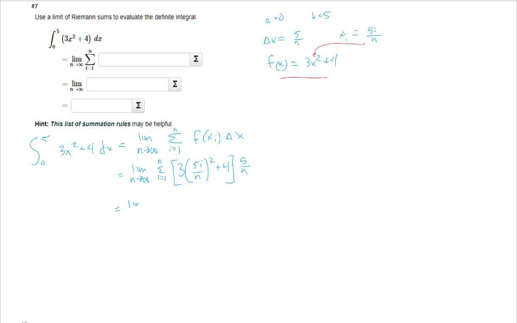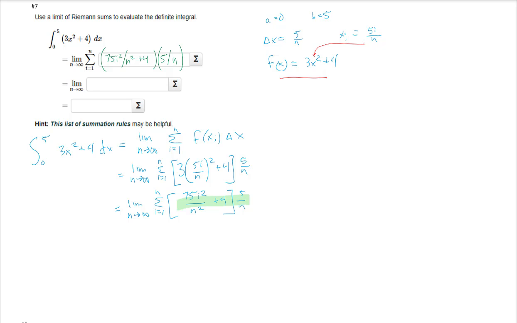So if I want to simplify this at all, I have the limit as n goes to infinity of the summation i equals 1 to n. And what do I get in here? So I have 3, and then this turns into 25i squared over n squared plus 4 times 5 over n. So I could rewrite that 3 times 25 as a 75 right there. And this is part A. So for part A, I get (75i squared over n squared plus 4), make sure that's in parentheses, times 5 over n.